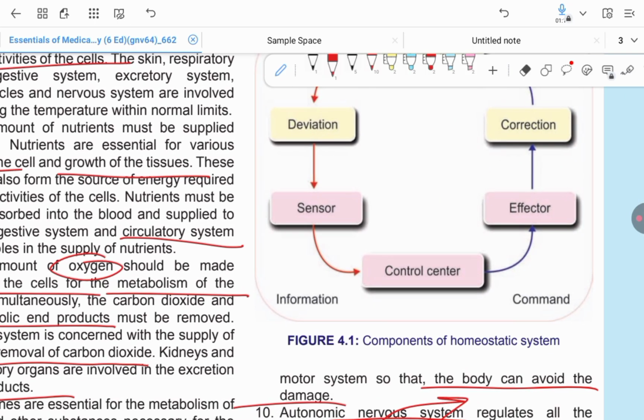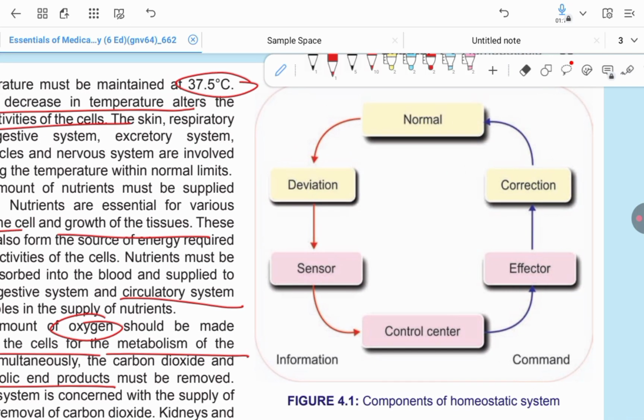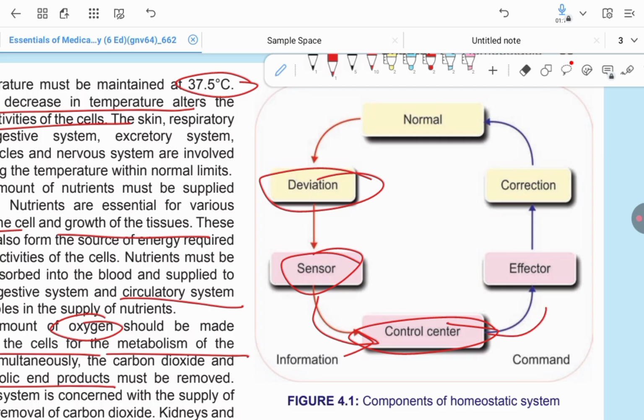So we have discussed the components of the homeostatic system. When there is a deviation in the normal functions in the normal physiological system, then there is some sensor which detects the change. Then this sensor sends a signal to the control center. This control center sends information to the effector. The effector directly does the action, corrects the change, and the normal condition is restored.